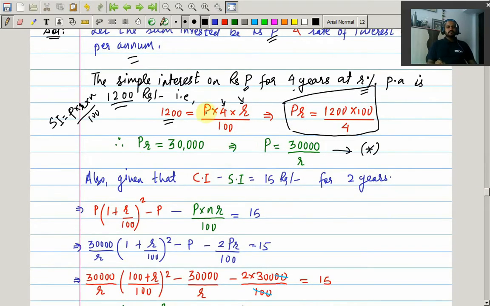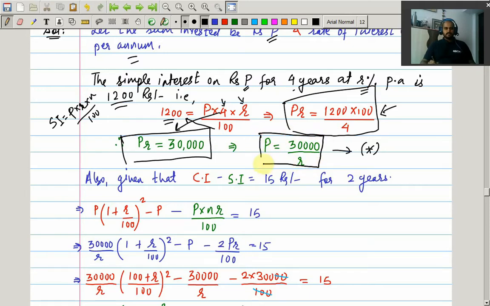So I've separated P and R from this LHS and removed everything else from the LHS. So this is what we get. This 100 is multiplied here, and this 4 goes into the denominator. It gives me PR is equal to 30,000. It also gives P in terms of the rate: P is 30,000 upon R. We will use this equation, which I have named equation star.